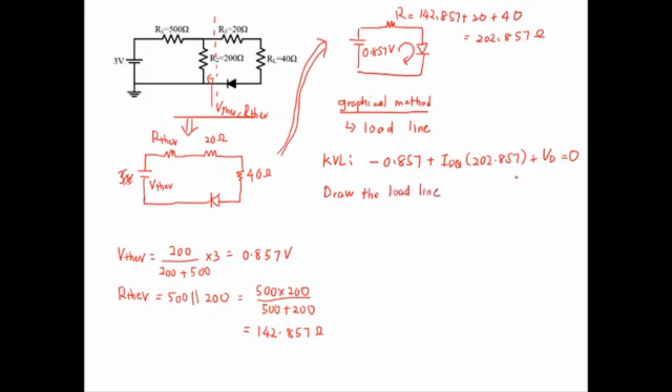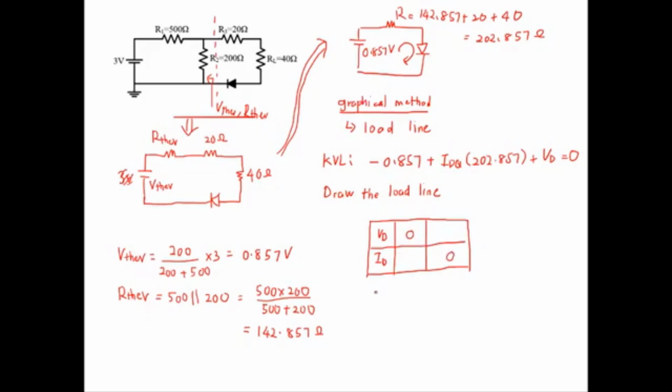Okay, how to draw the load line? Basically this equation is a linear equation, so this is a straight line. So you need only 2 points in the graph. What can be done is you make a table, VD and ID, and then you have two conditions because you want to have 2 points. The first condition is when VD is 0, and the second condition is when ID is 0.